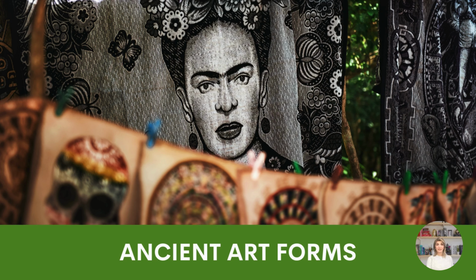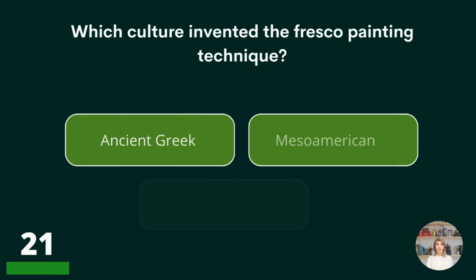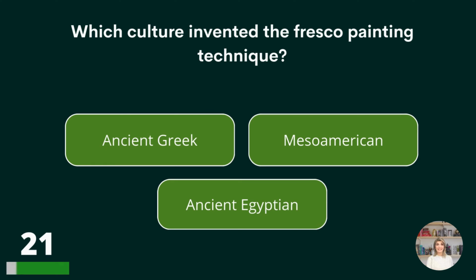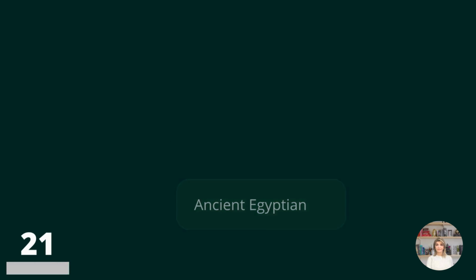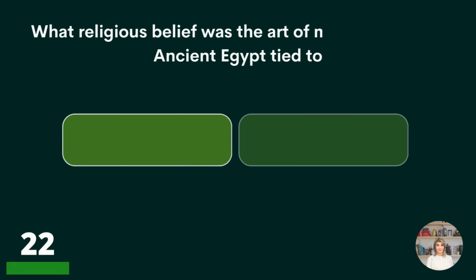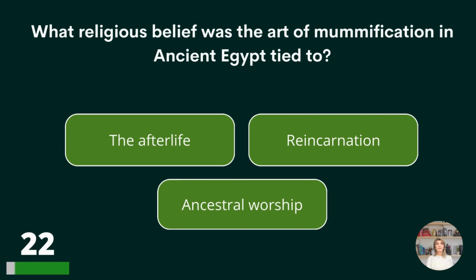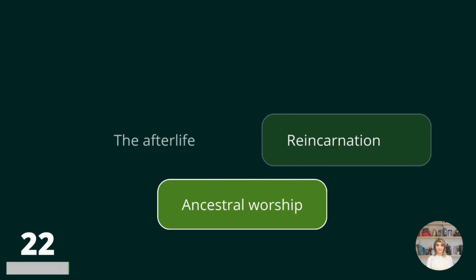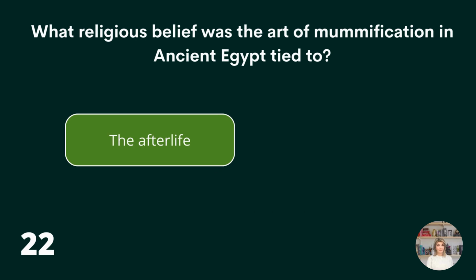And let's move over to ancient art forms. Which culture invented the fresco painting technique? Ancient Greek, Mesoamerican, or ancient Egyptian? Ancient Greek. What religious belief was the art of mummification in ancient Egypt tied to? The afterlife, reincarnation, or ancestral worship? The afterlife.